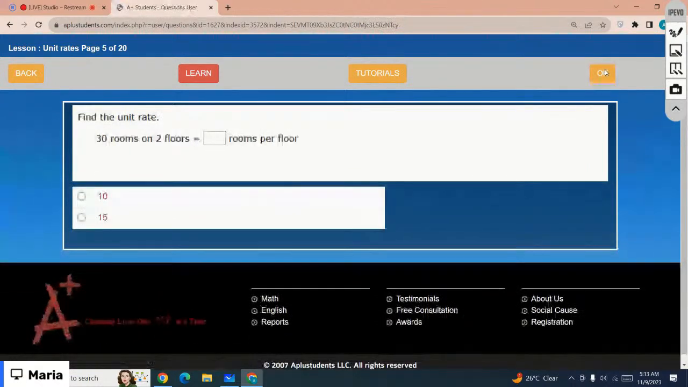Okay, find the unit rate. 30 rooms on 2 floors. So you have to calculate how many rooms per floor. Very good. The correct option is 15 rooms per floor, right? You have 30 rooms on 2 floors, so divide 30 by 2. That means you have 15 rooms on 1 floor. The correct option is 15.